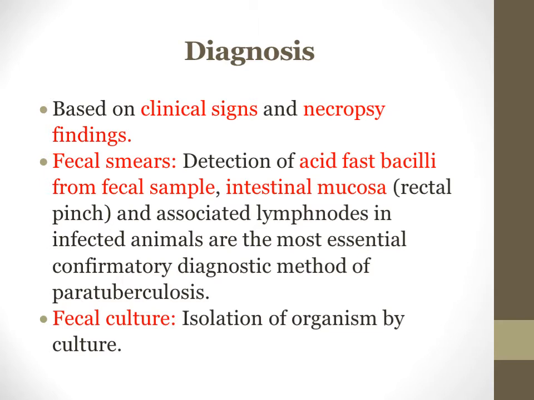Another diagnosis is examination of fecal smears. We know that the fecal route is the main route of excretion of the organism, and organisms are excreted in large numbers in feces. So detection of acid fast bacilli from a fecal sample is an important part of immediate diagnosis. They are acid fast, just like tuberculosis, stained by the Ziehl-Neelsen test.